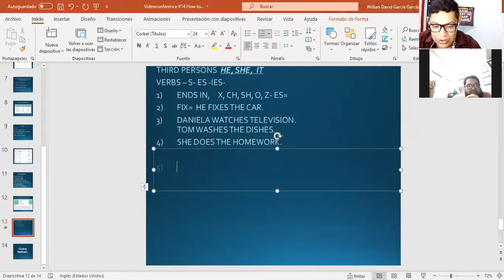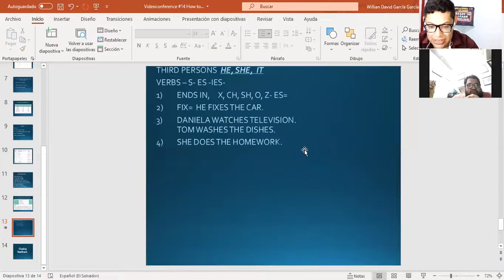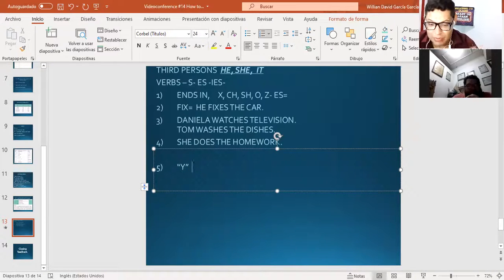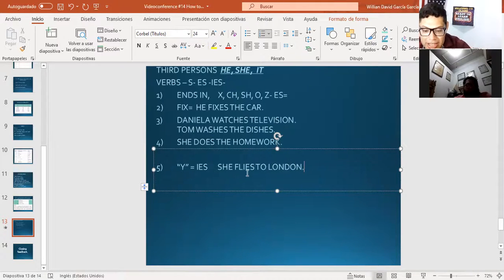Hay otra estructura: si el verbo termina en una Y, pero en esta Y no lleva ninguna vocal a la par, sino que solo es la pura Y y en este caso, como nosotros le llamamos, consonants. Por ejemplo, decimos she, fly, el verbo es fly, y como termina en una Y, esta a la par no lleva ninguna vocal. Entonces dice la regla que yo tengo que cambiarle la Y y se la reemplazo por una I latina más S. Entonces decimos, she flies to London. Entonces ya usted ve que dice flies, porque la regla dice que cuando termina en una Y, pero no existe ninguna vocal, usted la agrega así.